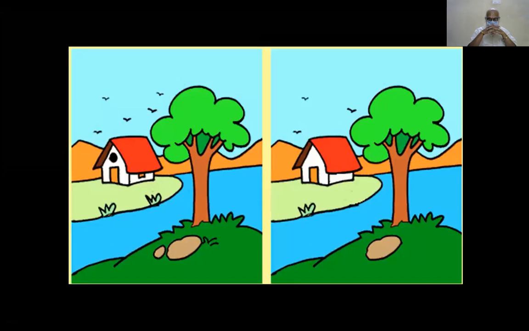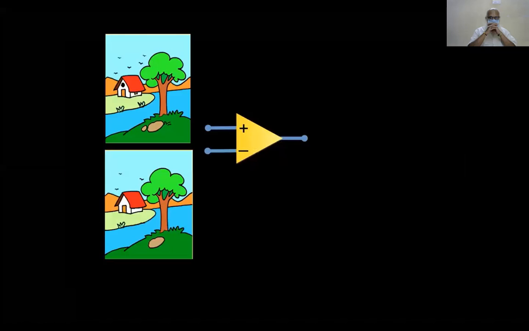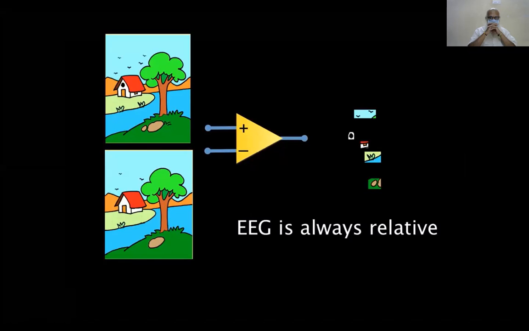Another way to think about this is to think about the very common children's game that is seen on restaurant menus. You can see that the picture on the left and the picture on the right are very similar, except for a few small differences indicated here. If we were to consider the picture on the left as input 1 and the picture on the right as input 2, we could put these two quote-unquote signals through a differential amplifier, and the output would look like this. This example is a good way of thinking about EEG signals as something that is not absolute, but rather the difference between two inputs.